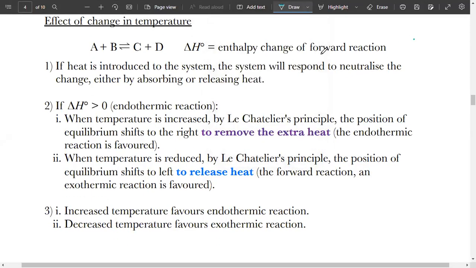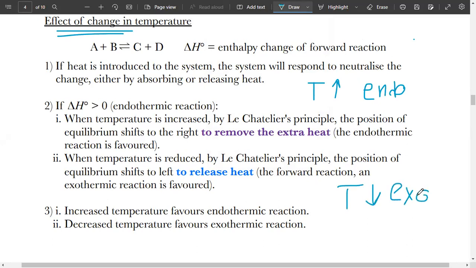The third factor that we're going to discuss is the effect of change in temperature. Remember one thing, that an increase in temperature would always favor the endothermic reaction, and a decrease in temperature would always favor the exothermic reaction. A and B reactants are forming C and D products. So delta H is always given for the forward reaction.